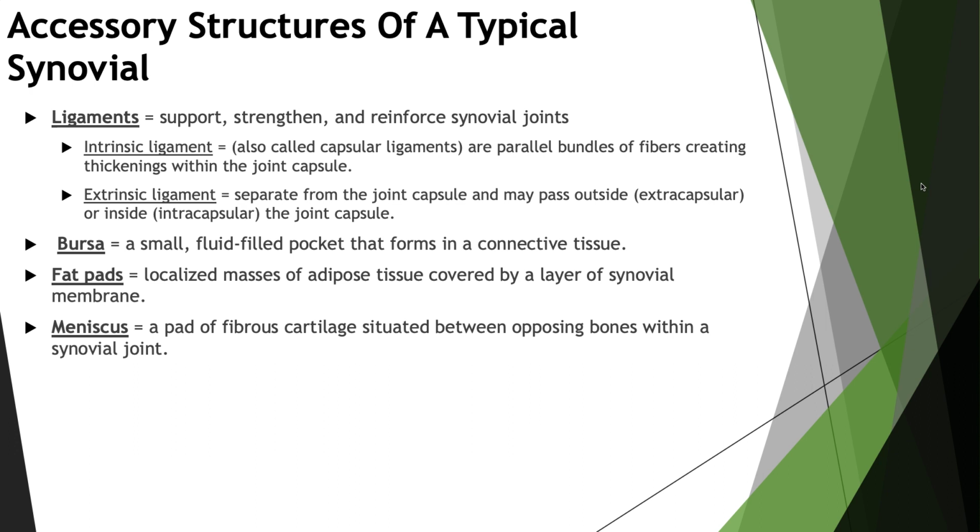You have a fat pad, which is a localized mass of adipose tissue covered by a layer of synovial membrane. And these are commonly superficial to the joint capsule. Fat pads protect the articular cartilage and act as packing material for the joint. When the bones move, the fat pad fills the space and creates a joint cavity and helps to change shape. You also have a meniscus, which is a pad of fibrous cartilage situated between opposing bones within a synovial joint. Menisci may subdivide a synovial cavity, channel the flow of synovial fluid, or allow for variations in the shape of the articular surfaces.